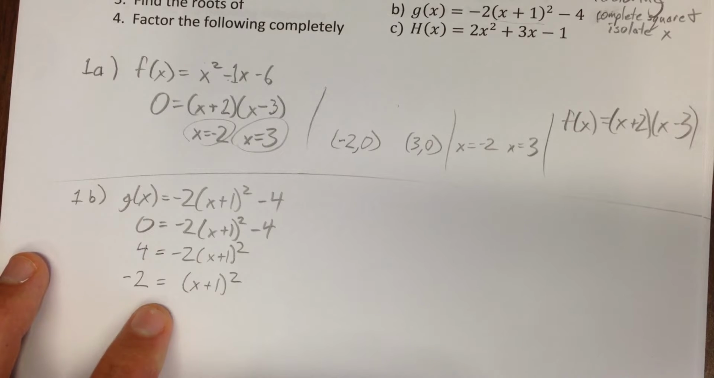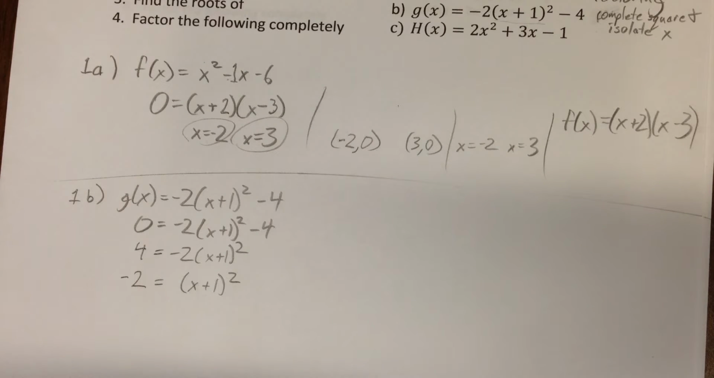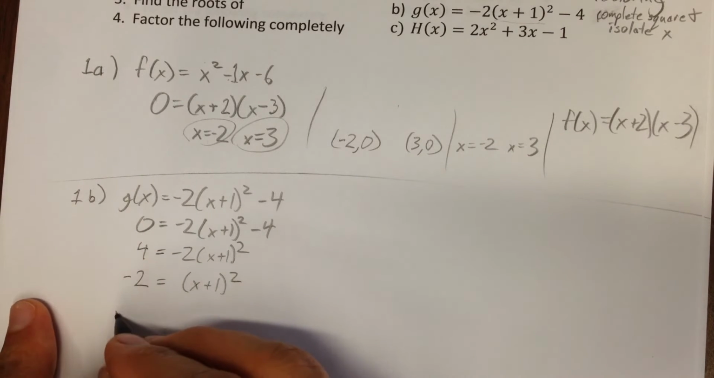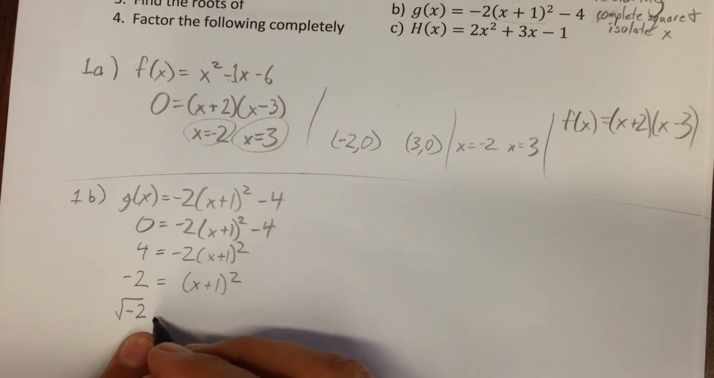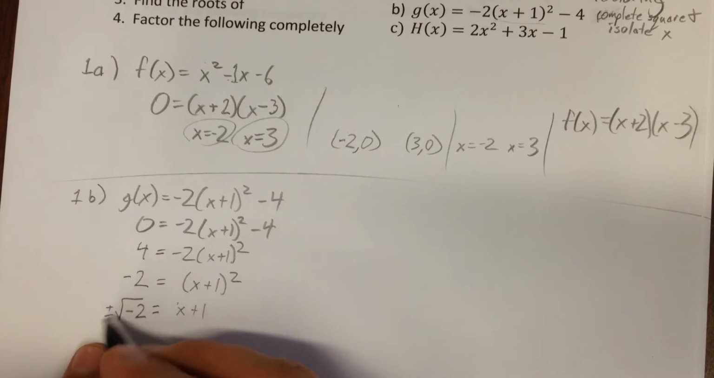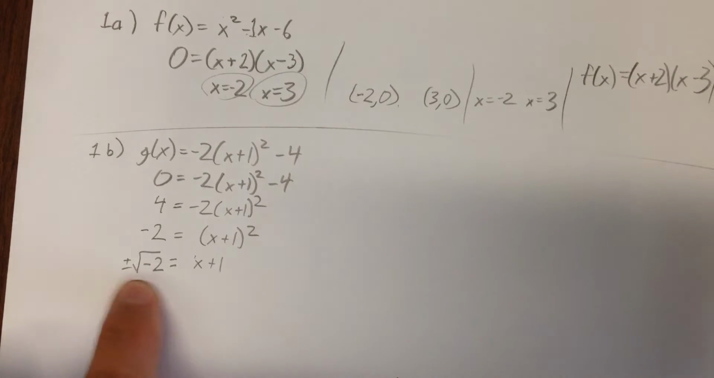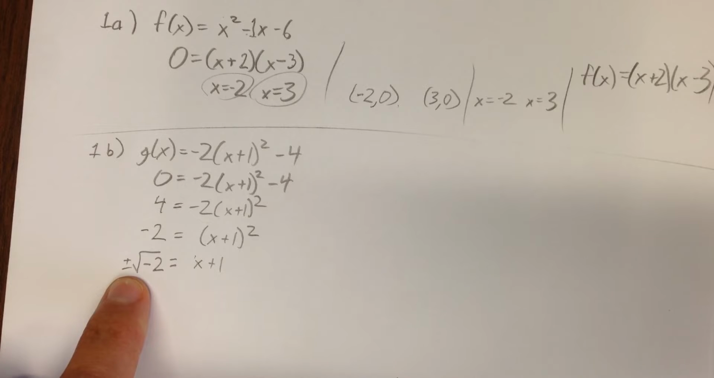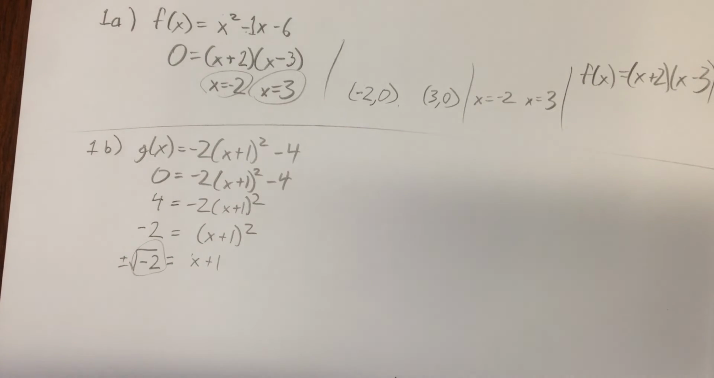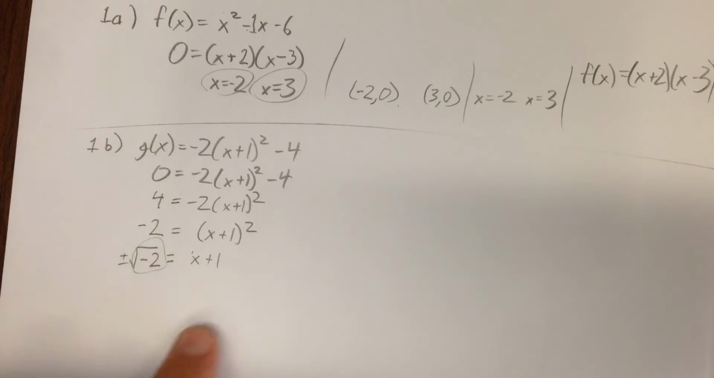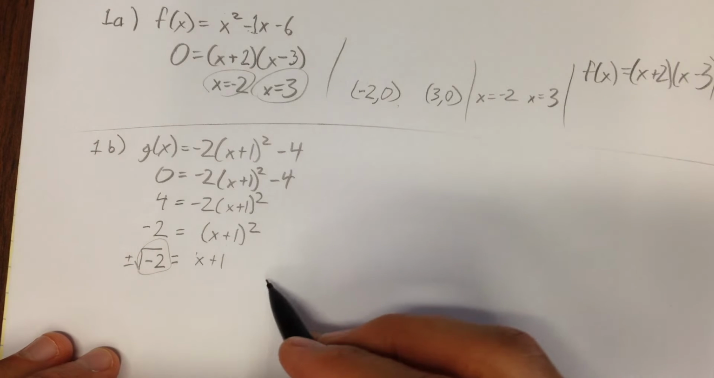Now I'm going to take the square root of both sides. The square root of negative 2 equals x plus 1. The plus or minus goes outside, and you might say, I'd really like that negative inside to somehow work with that outside negative. Well, it doesn't. Sorry. The square root of negative 2 is not a real number. That's an imaginary number. What does that mean? That means you have no real solutions.